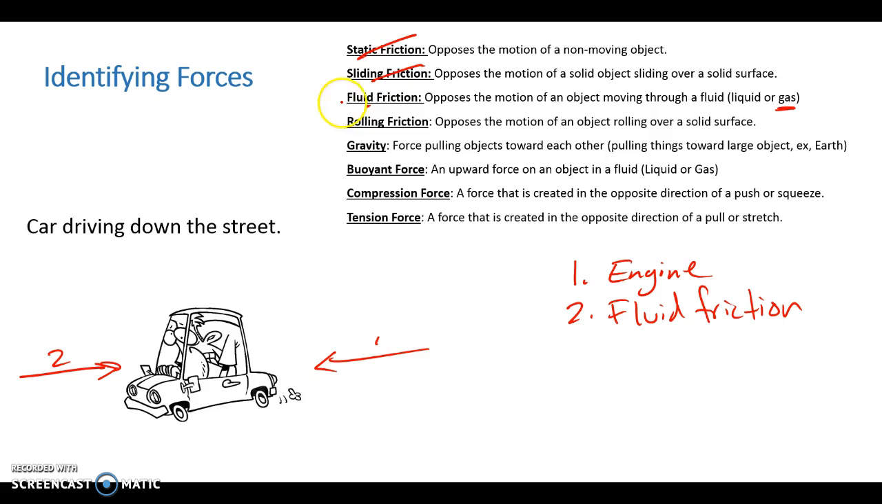And then let's look at rolling friction. Opposes the motion of an object rolling over a solid surface. So if the street is solid and the wheels are rolling, I guess rolling friction as well. So there's 2 types of friction acting on this object. And that will go in the same direction as the fluid friction, opposing the motion of the object. Let's see. Next we have gravity, always there. So I'll go ahead and put a gravitational arrow there, and that will be number 4.